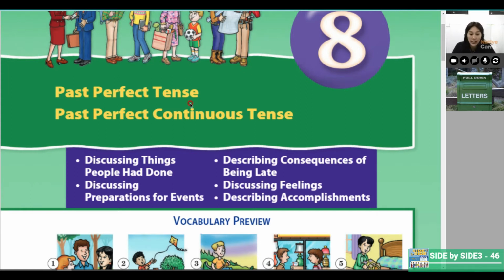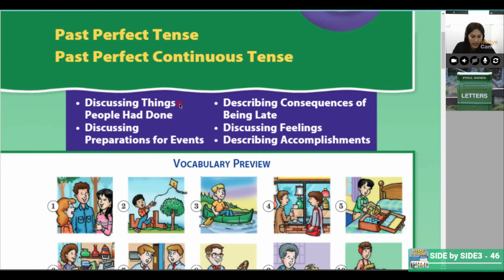Now let's read the words in the purple box, and please repeat after me. Discussing things people have done. Discussing things people had done. Discussing preparations for events. Describing consequences of being late. Discussing feelings. Describing accomplishments. Yes, very good, Ken.